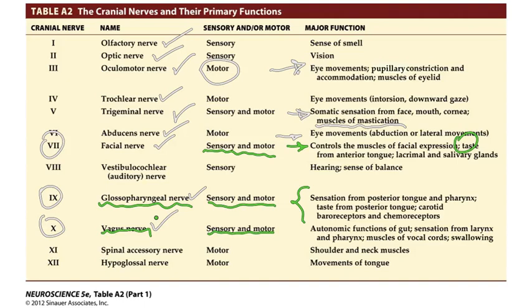This is a nerve that's involved in providing parasympathetic outflow to viscera in the thorax and the upper part of the abdomen. It's also involved in innervating parts of the pharynx, including the vocal cords. So it's important in speech, it's important in swallowing.